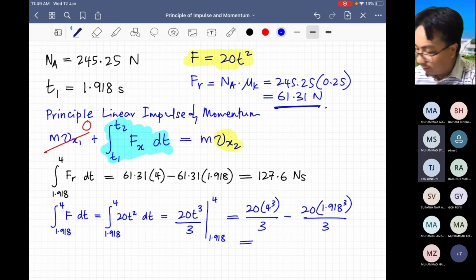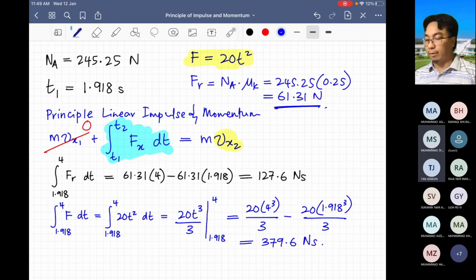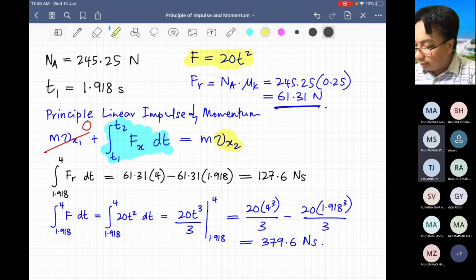Okay, so from here you will get 20 times 4 to the power of 3 divided by 3 minus 20 times 1.918 to the power of 3 divided by 3. Terdapat 379.6 Newton second. Okay. So daripada sini, ini dua value yang kita dapat from here.